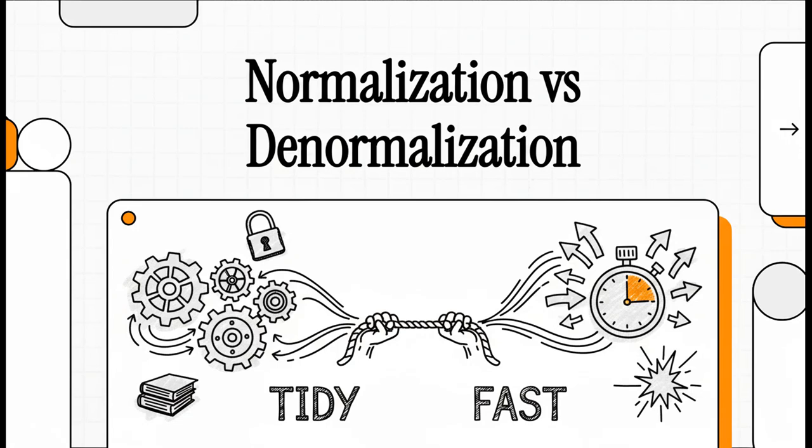You know how your favorite shopping app can just instantly pull up your entire order history? Well, it all boils down to a huge choice in how we organize data. Do we want it to be perfectly, spotlessly tidy, or do we need it to be unbelievably fast? Today, we're jumping right into that exact tug of war.